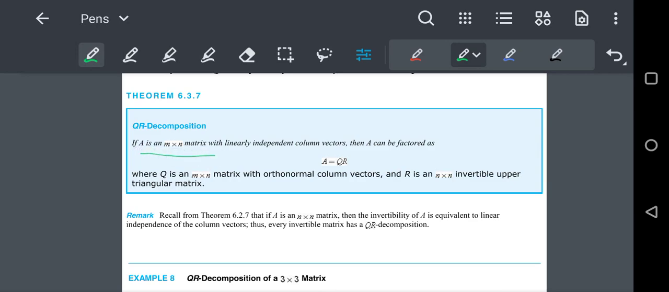If A is any m by n matrix with linearly independent column vectors, then A can be factored as Q into R, where Q is an m by n matrix with orthonormal column vectors, and R is an n by n invertible upper triangular matrix.